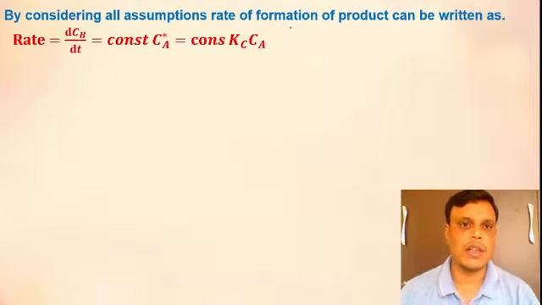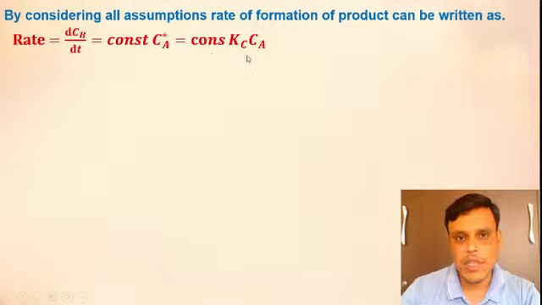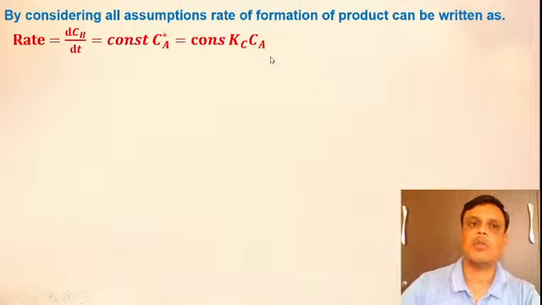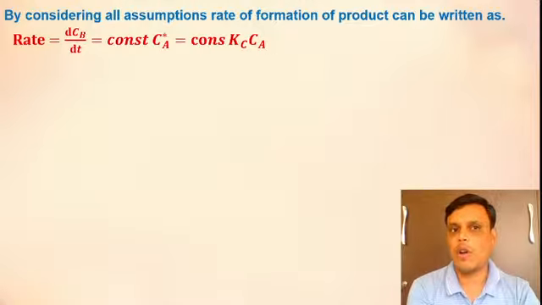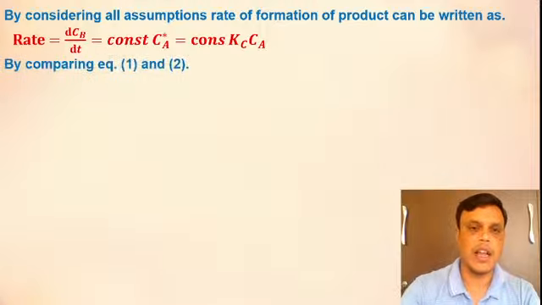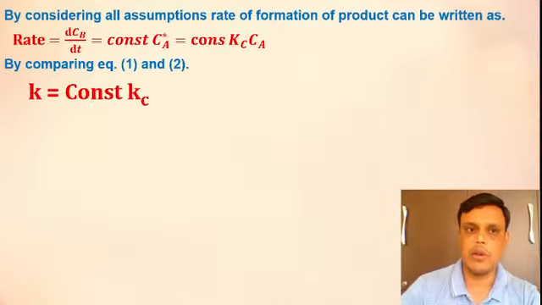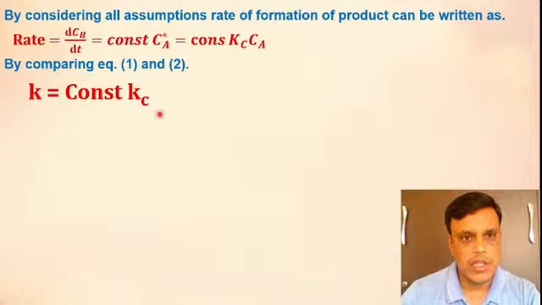According to all the assumptions, rate is equal to dCB by dt, which is equal to constant C star A, which is equal to constant Kc into Ca. So this is the result of all four assumptions. Now we'll compare equation number 1 and 2. We will get K is equal to constant Kc.